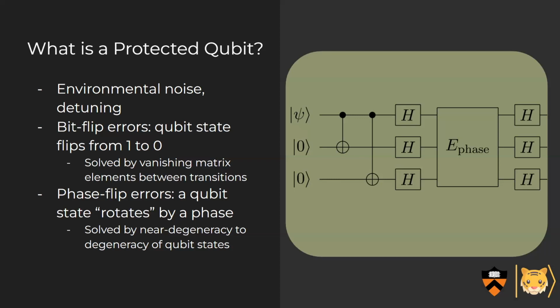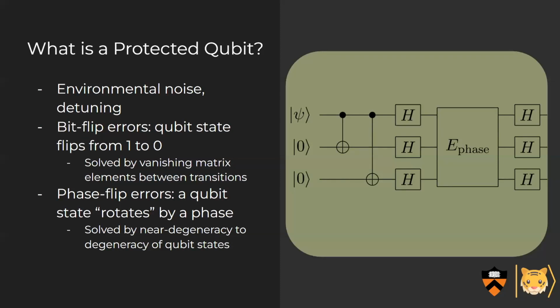Bit flip errors are the qubit state flipping from 1 to 0, and a phase flip error is a qubit state rotating by a certain phase. And these, okay, "solved" here is a very strong term. It's quote unquote solved, but there are many suggestions as to how these errors can be solved. A couple of those involve looking at the matrix elements of a certain designed qubit. If the transition matrix elements vanish, that allows for better protection from bit flip errors.